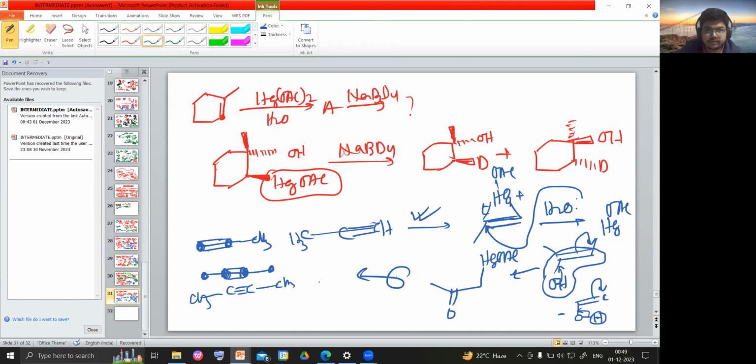And now NaBH4 or NaBD4, NaBH4 will add this hydrogen at that particular center. So double bond O. So this is giving simply the acetone molecule. Okay.